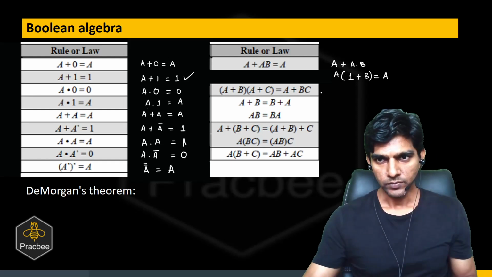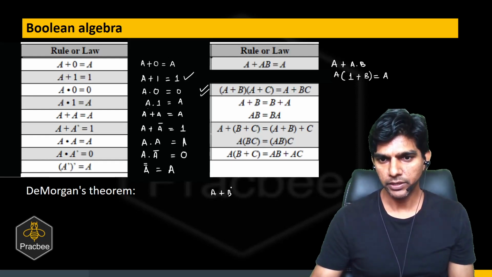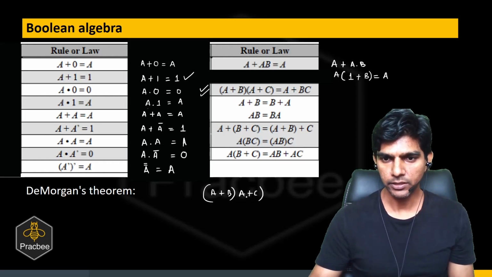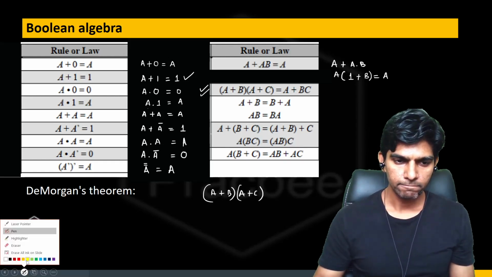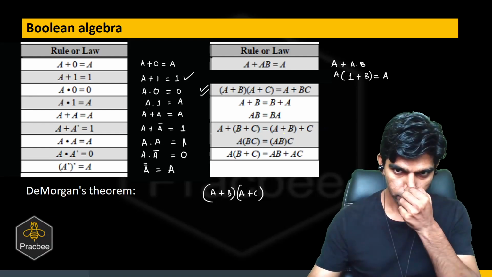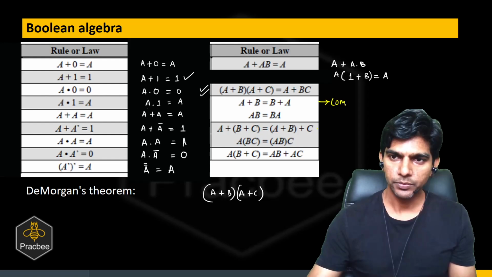Now, let us consider this particular case. We have A plus B times A plus C. Let me first name these. This one is the commutative property.